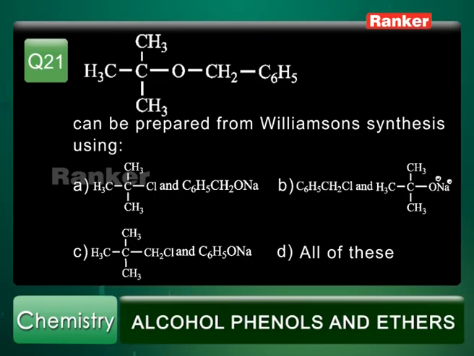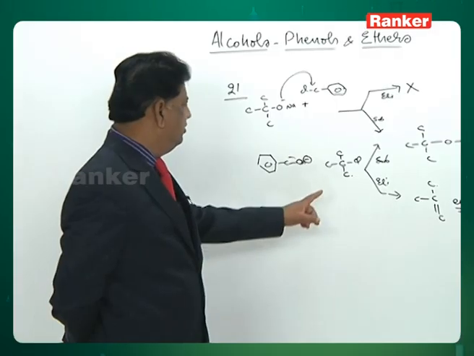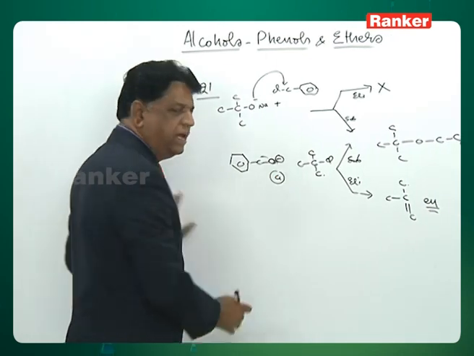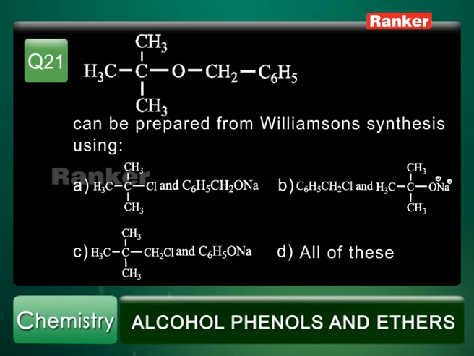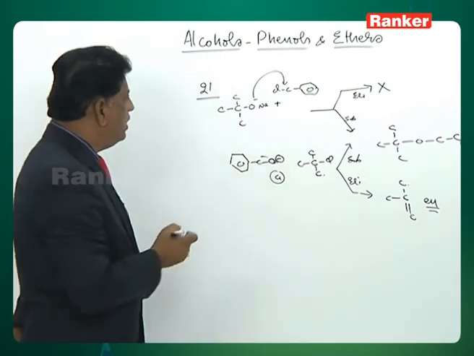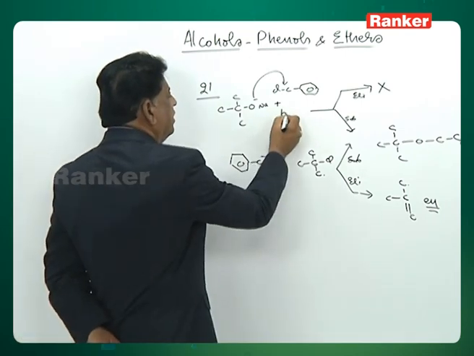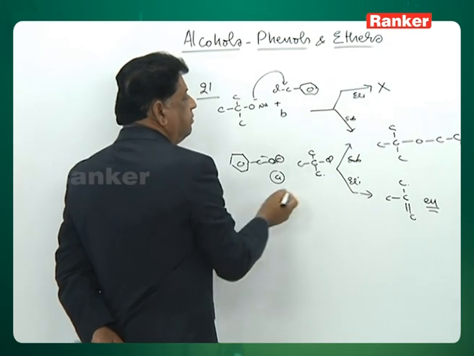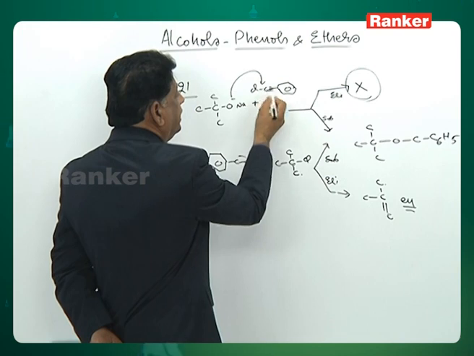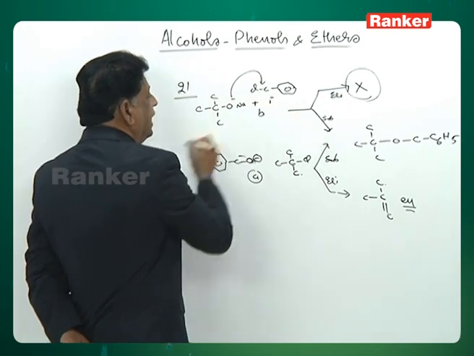Let us see the options here. The first one is a tertiary alkyl halide and the phenol of this one. This is option A, and the second one takes benzyl chloride and the sodium salt of the alcohol. This is option B. So, B will be the excellent reaction because the byproduct is nil here, because you cannot have elimination with a 1 degree alkyl halide.